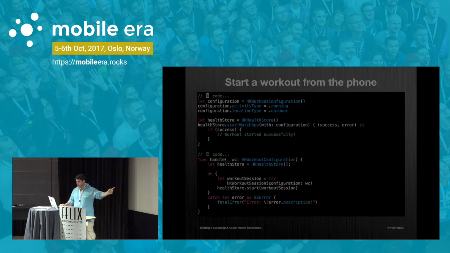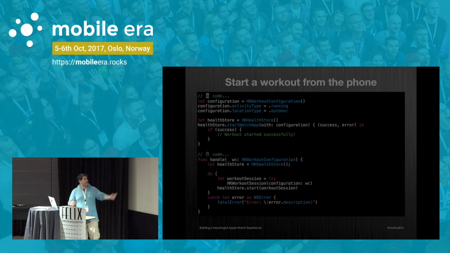And then more code, just to be helpful. So this is the way to set up code to start something from the phone on the watch. At the top, you see the phone code. Basically, again, you're doing something very similar. You set up the workout configuration, and then you simply call this health store start watch app with a nice little closure for the fact that it's working.